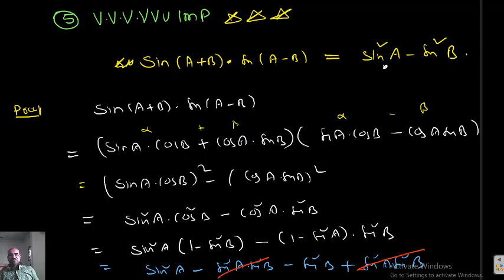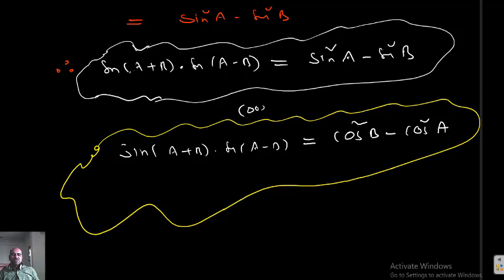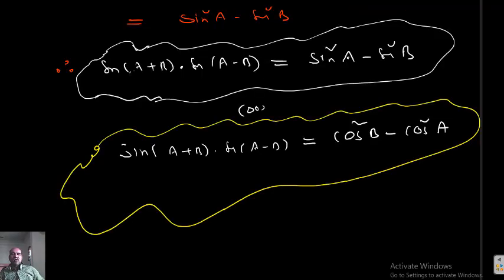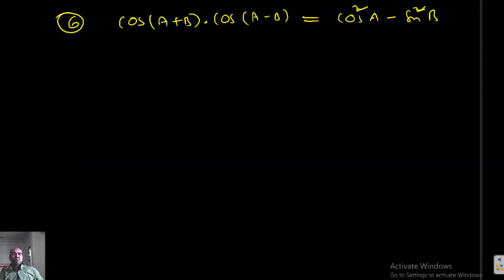Okay. The sixth result is also important, students. Cos of A plus B into cos of A minus B equals cos square A minus sin square B. Important now: in the previous result, both were in terms of sin or both in terms of cos. But for this formula, cos of A plus B into cos of A minus B, it is one cos and one sin: cos square A minus sin square B. Proof.